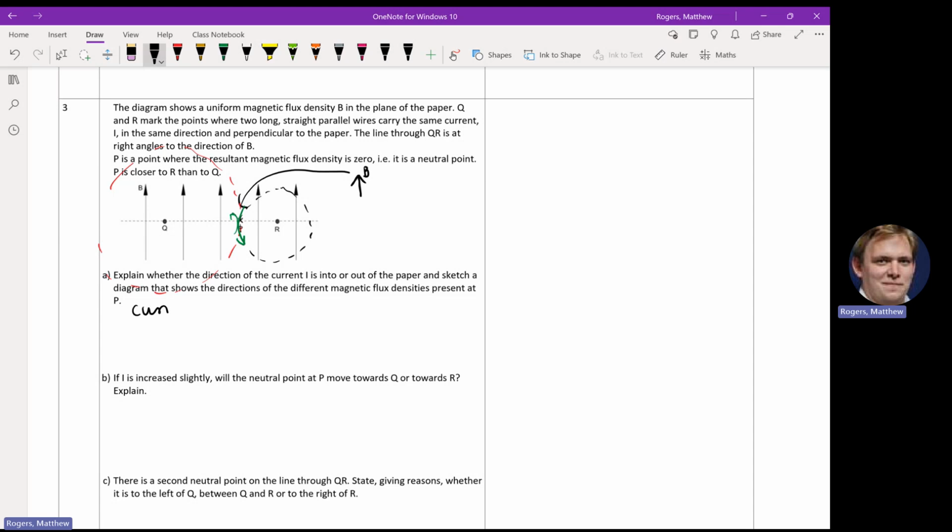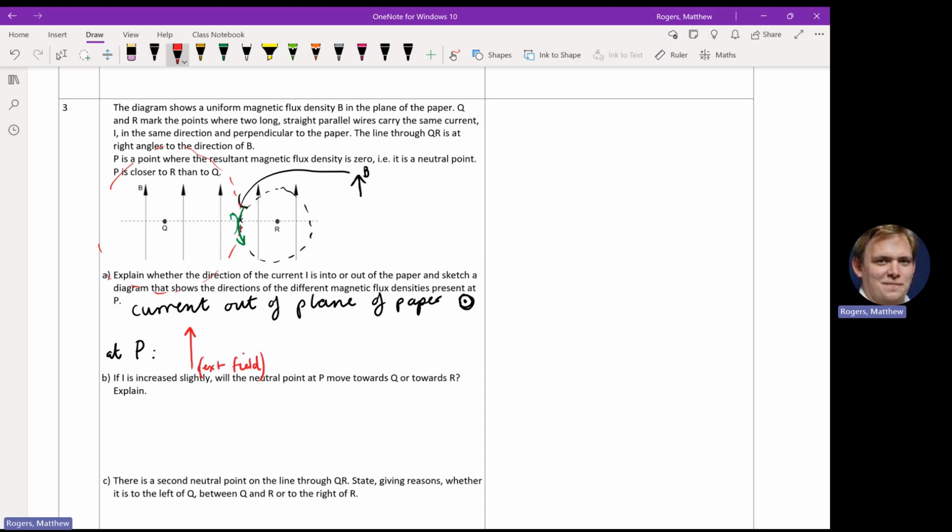So that's the first point. So the current is out of plane of the paper. I know we all do this on our screen, but we still talk about the plane of the paper. So the current, if we could see it in both of them, would be coming straight up towards us. Sketch a diagram which shows the directions of the different magnetic flux densities present at P. So I'm going to use the system that I've just kind of started using here. So at P, we've got a magnetic flux density straight upwards. This is caused by the external field.